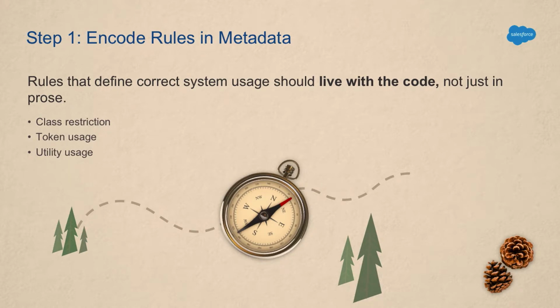But it's really important to note where you define these rules. These rules should really be defined in metadata, thus becoming an intrinsic part of the system, instead of just prose or living alongside the system as documentation. Again, these rules can cover composability restrictions, proper token usage, proper class usage, everything I went over before. So let's see what this particular metadata looks like in SLDS.